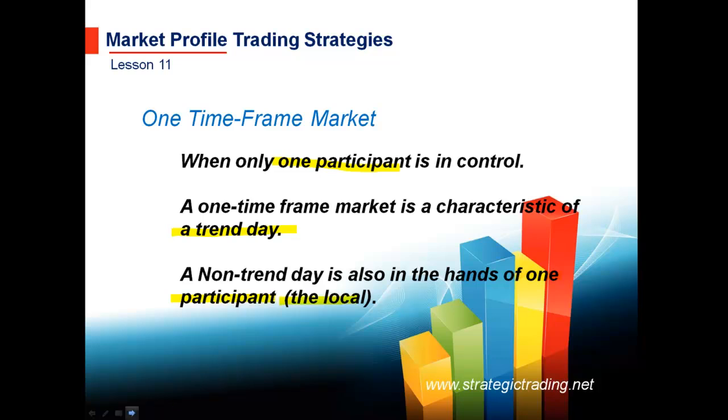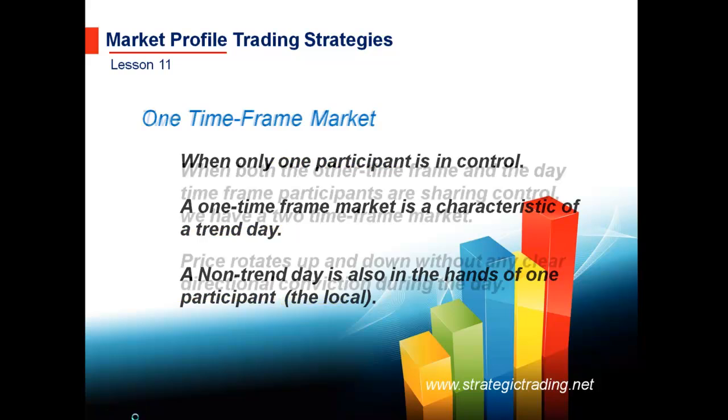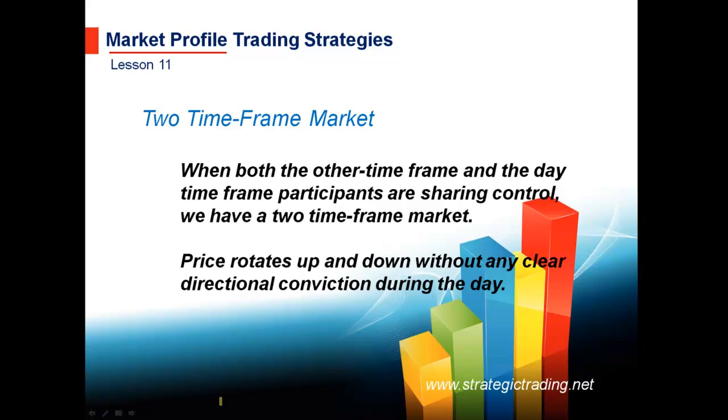So now you understand, hopefully, the characteristics of a single time frame market, and we want to take a look at a two time frame market. The characteristic of a two time frame market, first of all, is that the other time frame trader is present and the day time frame participant is sharing control with them, and that's why we call it a two time. There's two different times at play together in the market. It's not just about one single time frame that's dominating and controlling the market.